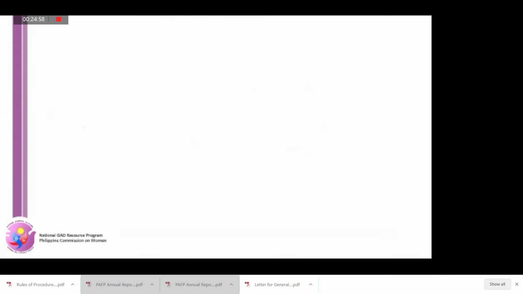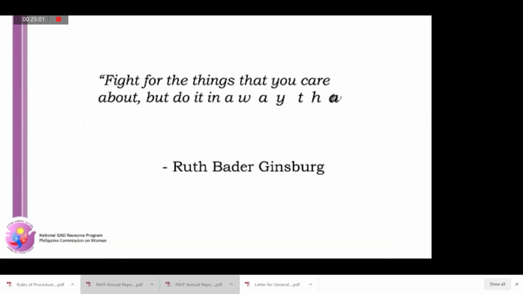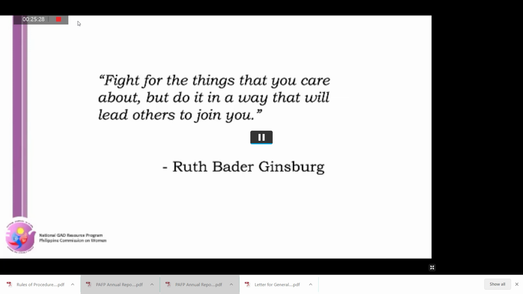Now, I would like to leave this quote in ending this short lecture. In all my undertakings or engagements, I always leave this quote: Fight for the things that you care about, but do it in a way that will lead others to join you. By Ruth Bader Ginsburg. So I hope that you were encouraged by this short and brief presentation. Gender equality and women empowerment are noble causes for me, and I hope you will be able to join me in this fight for gender equality and women empowerment, at least in your specific medical field.